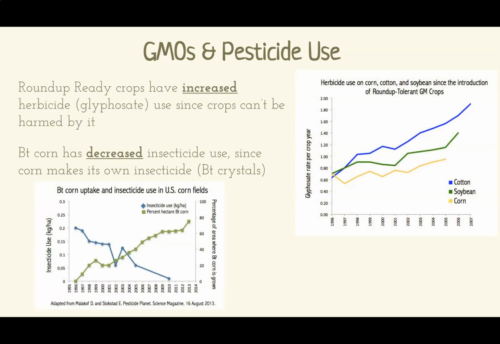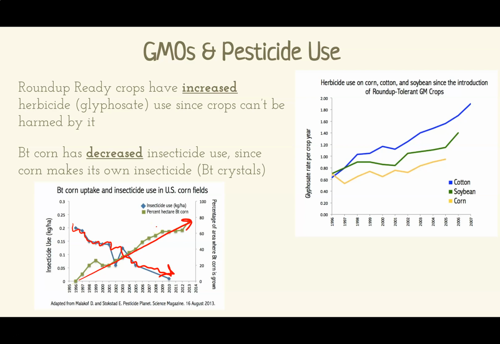Although Roundup Ready crops have increased herbicide use, it's a problem. So if you look here, we'll actually look at the Bt corn. Bt corn has decreased insecticide use, which is great. So you can see that with that corn, we didn't need to spray the corn as much, and we see an increase in the yield, which is nice.